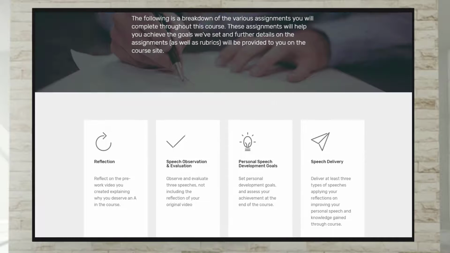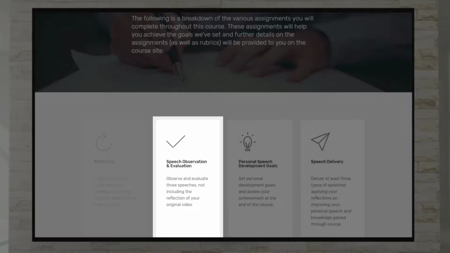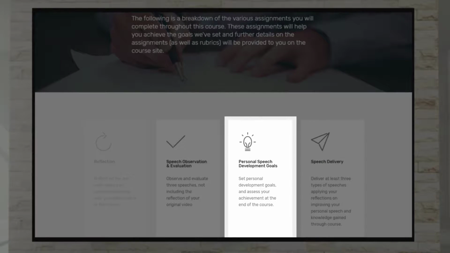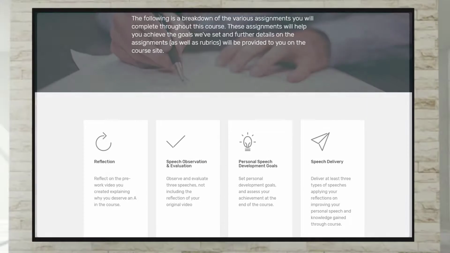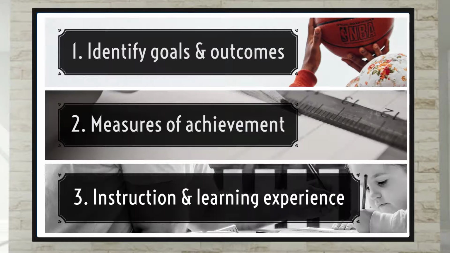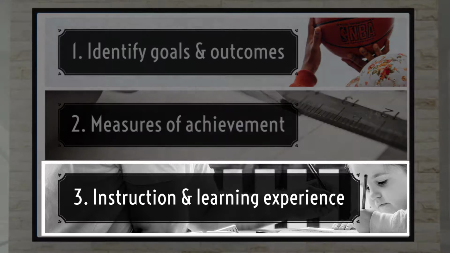In the interest of time, let's assume I follow a similar logic and develop assessments for the remaining 3 outcomes: speech observation notes and evaluations, personal speech development goals, and speech delivery, which would include at least 3 different types of speeches. The next step in the backwards design process would then be to actually design the learning experience and instruction to help learners work towards those goals.